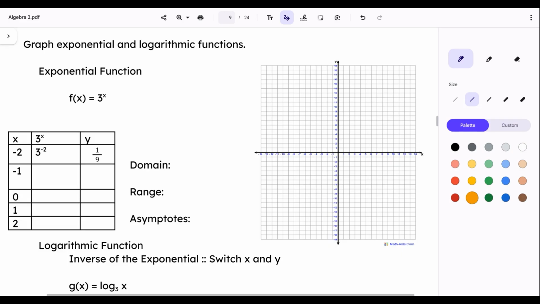So I want you guys to think back, because we would have done this in section 1 when we were graphing an exponential function. So something like f of x equals 3^x. I'm just going to highlight this. Okay, so I'm talking about this equation here. F of x equals 3 to the x power.